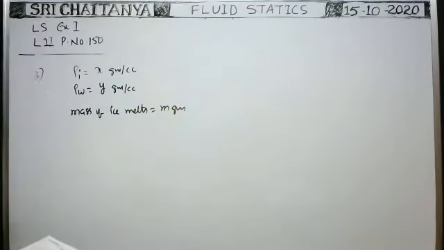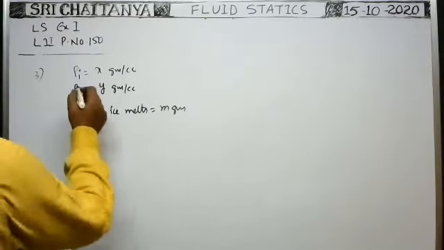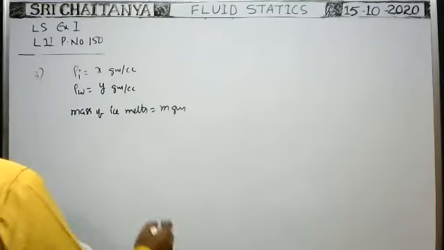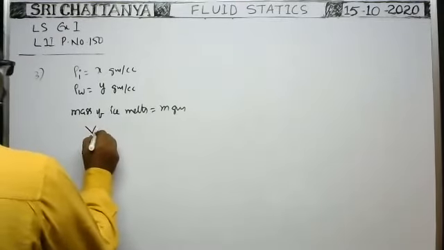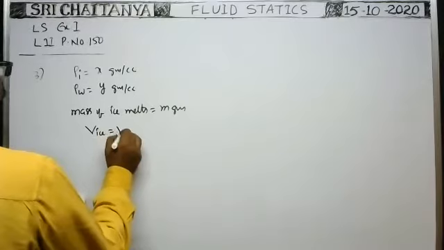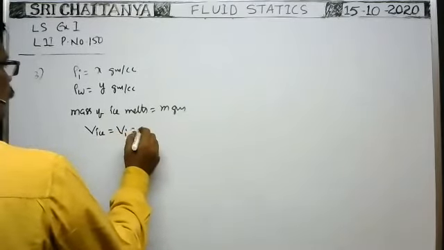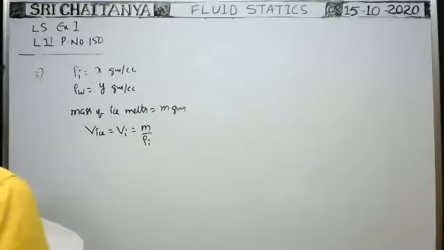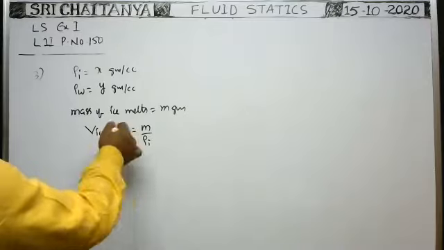That is given. Okay, first of all, what is the volume of the ice? Density of the ice is given. So volume of the ice, say V_i, is equal to mass by density gives volume. So the volume of the ice is m by x. That means this volume of the ice is melted.